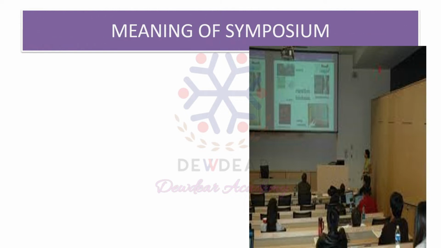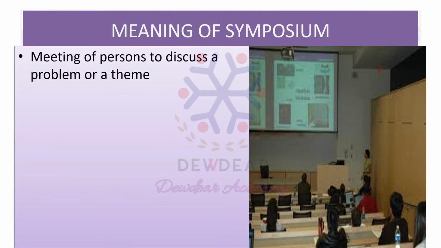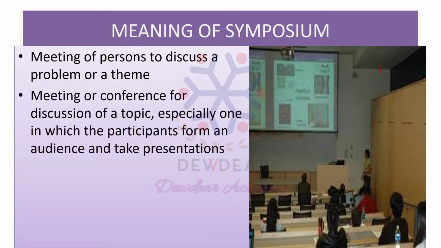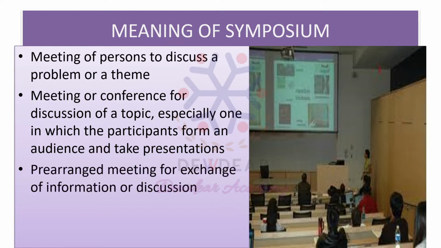First is the meaning of Symposium. Symposium is the meeting of persons to discuss a problem or a theme. Or we can say it is the meeting or conference for the discussion of a topic, especially one in which the participants form an audience and take presentations. Or it is a pre-arranged meeting for exchange of information or discussion.